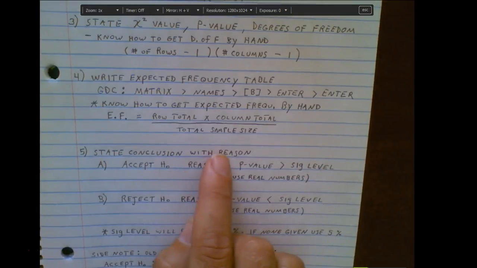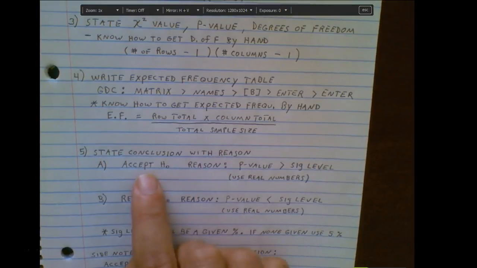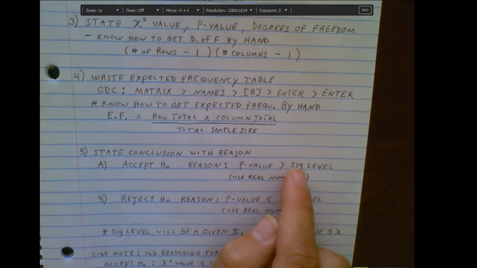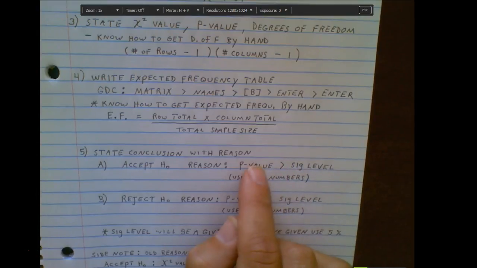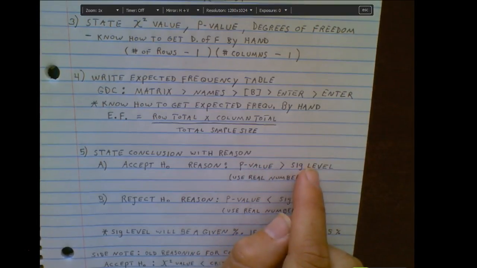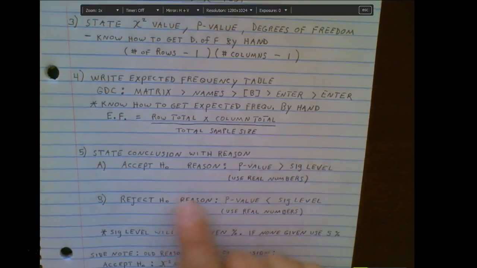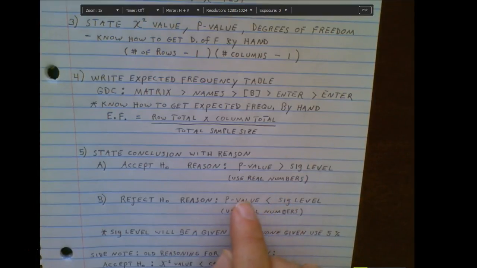You're going to be asked for a reason on all of your test questions. So if you say, I accept the null hypothesis, you're going to give a reason as to why you accept the null hypothesis. You're going to plug in the p-value, use real numbers. So whatever the p-value is, greater than the significance level. So typically 5%, but sometimes that can change. But we're going to put real numbers in there for our reason. If you reject a null hypothesis, then you're going to give a statement like this, but again, with real numbers, not words. So those are the 5 steps that we're going to take for every process.